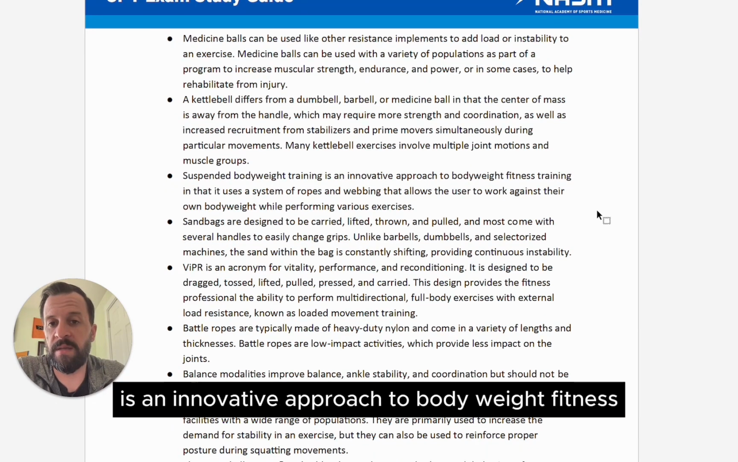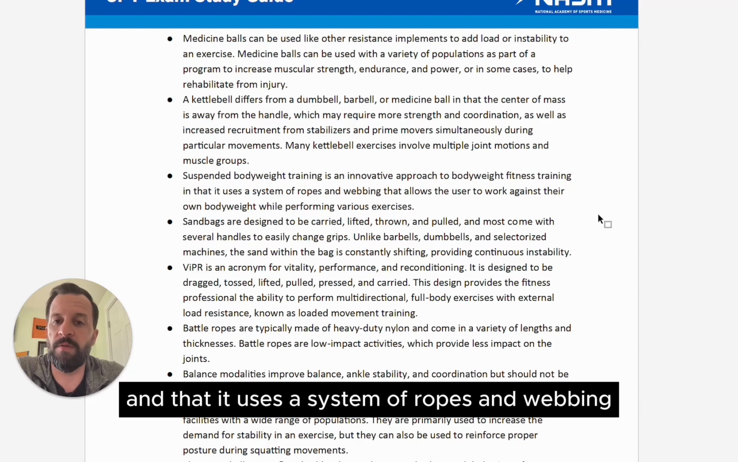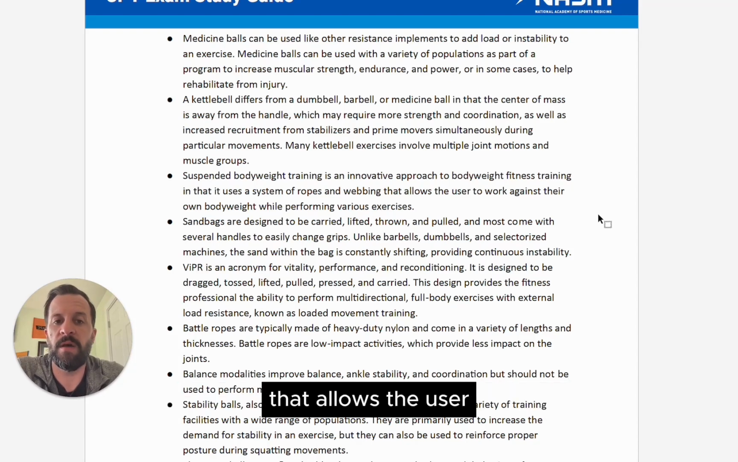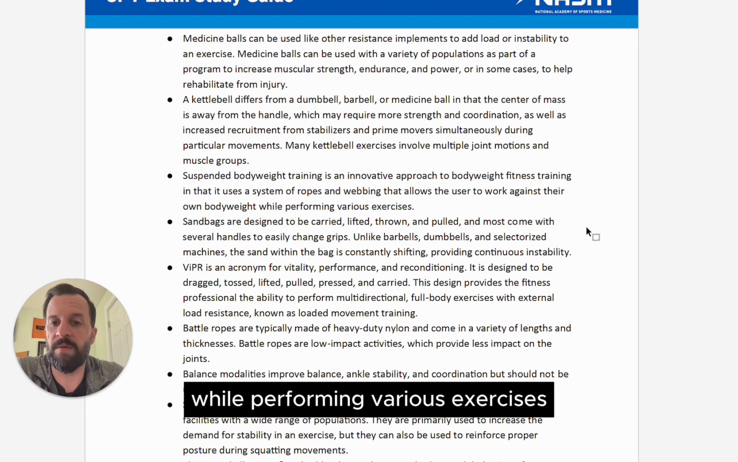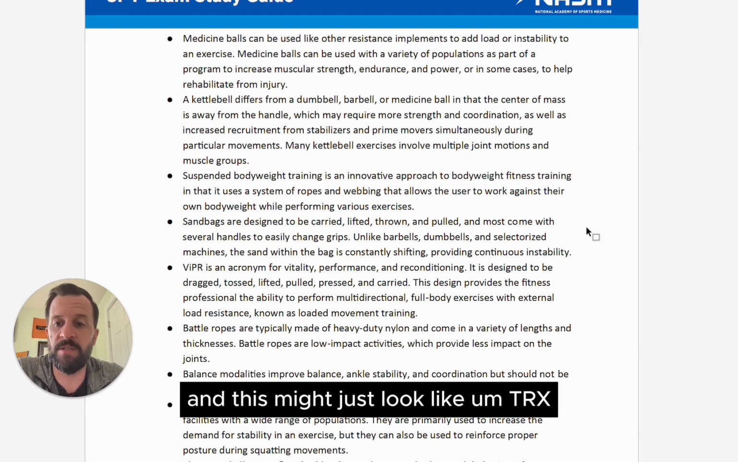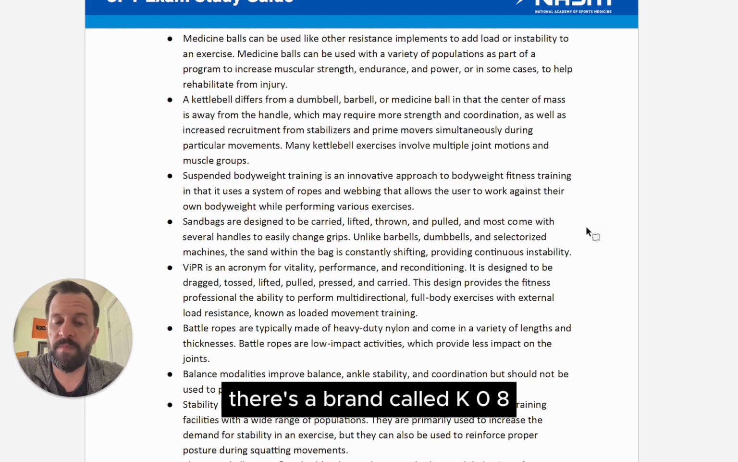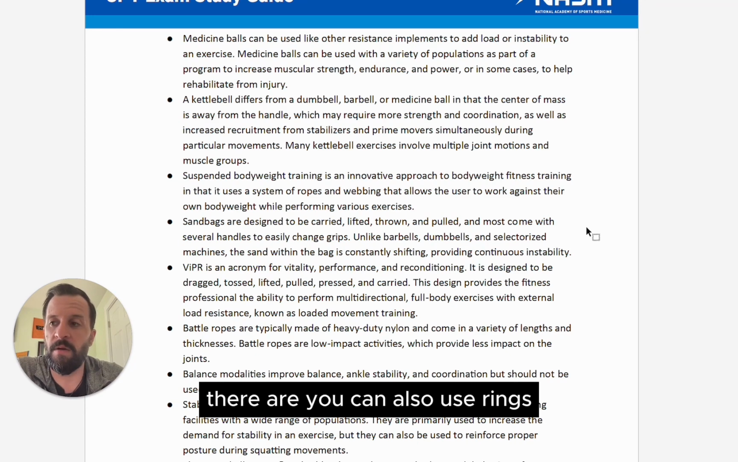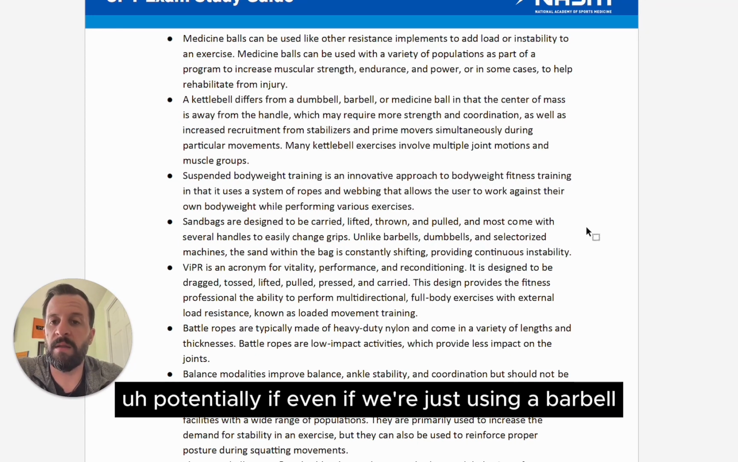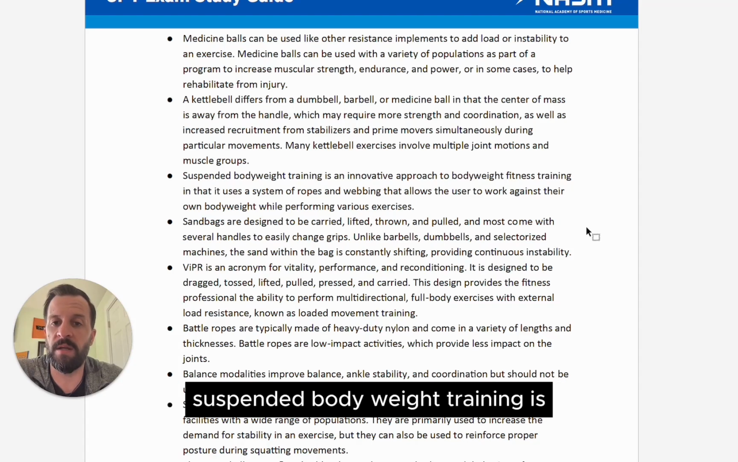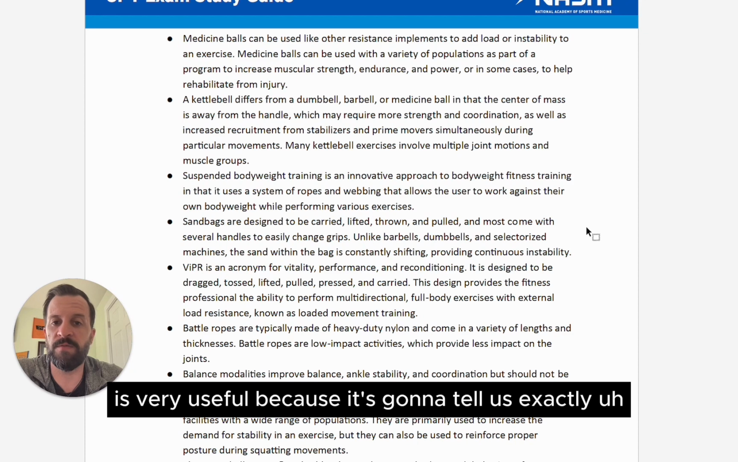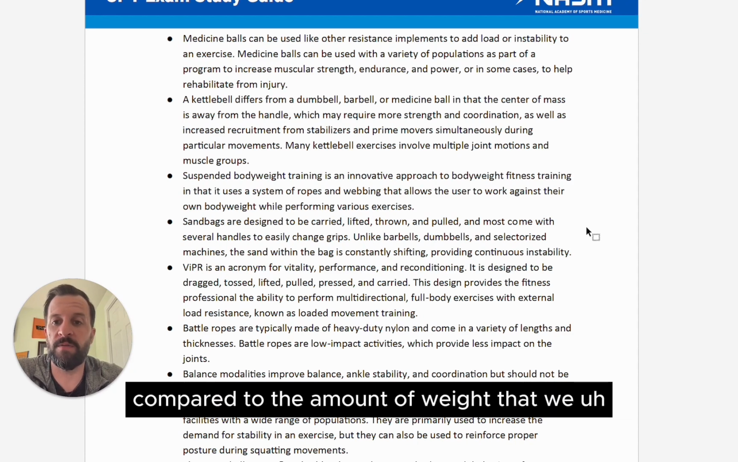Suspended bodyweight training is an innovative approach to bodyweight fitness training in that it uses a system of ropes and webbing that allows the user to work against their own body weight while performing various exercises. And this might just look like TRX. There's a brand called KO8. You can also use rings. Potentially, even if we're just using a barbell, suspended body weight training is very useful because it's going to tell us exactly how strong we are compared to the amount of weight that we possess.